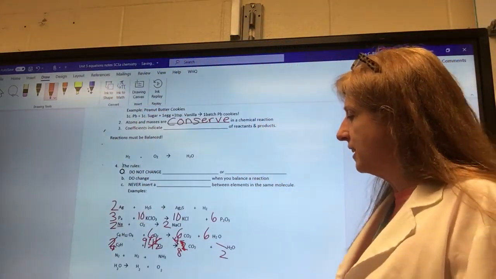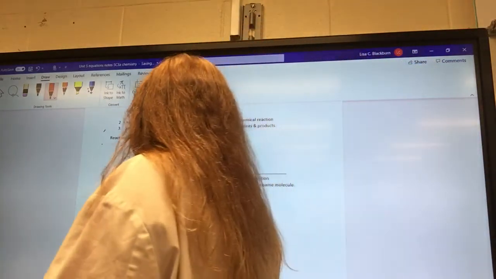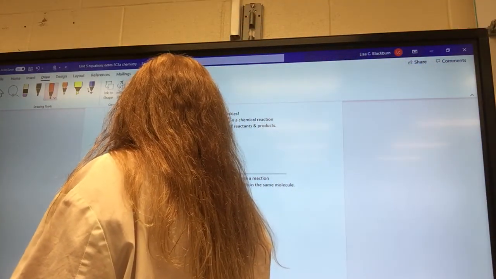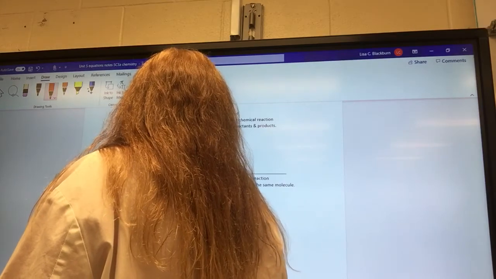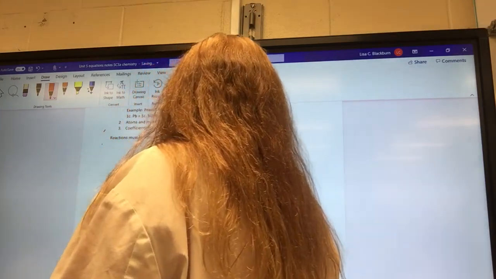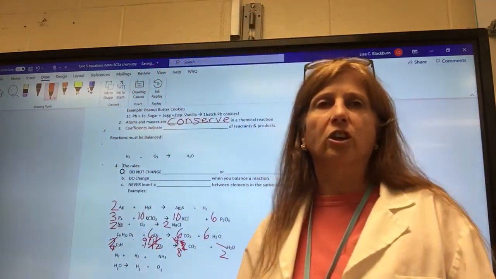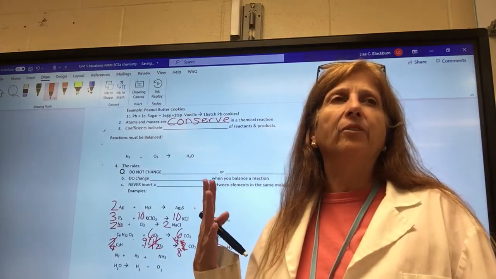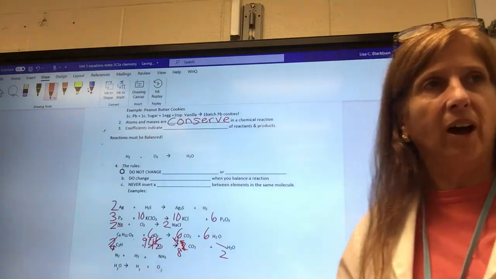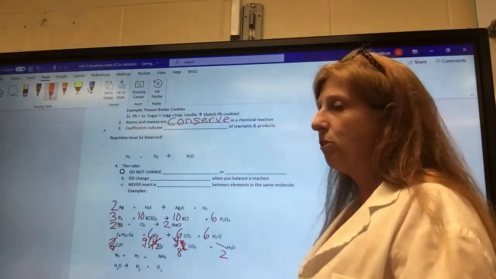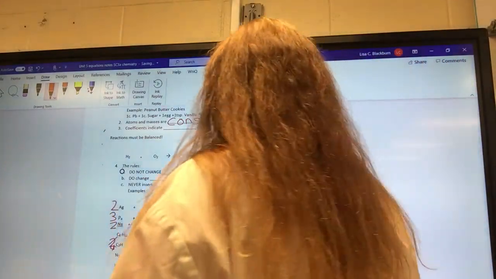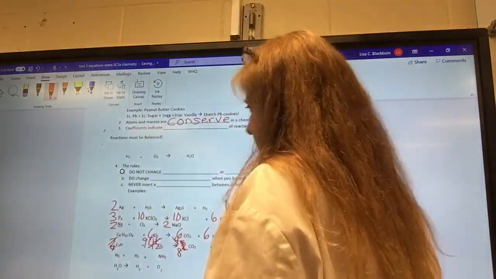What information is in an equation? Equations are instructions. So just like in your recipe, you're going to have a temperature to cook it at. You're going to have a time, how long to cook it, right? Equations also tell us a little bit about those instructions.